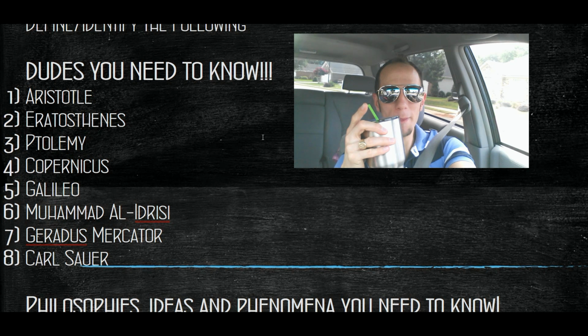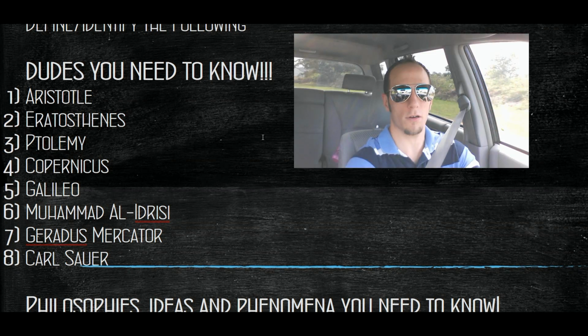I'm certainly not as smart as this guy. He was able to use geometry and things like that to figure out the circumference of the Earth, and that's exactly what he did. Ptolemy was actually a map maker. This guy here came up with the idea of the Earth being in the center of everything.